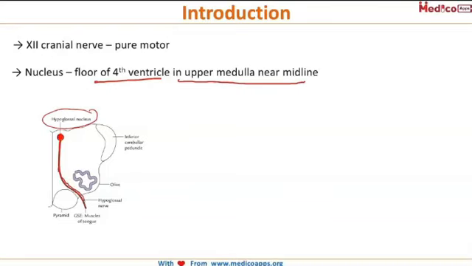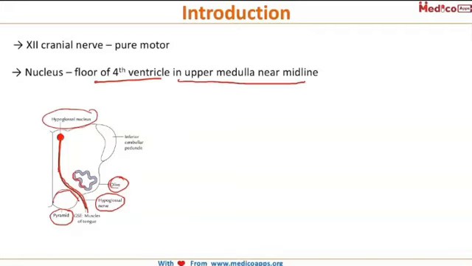anteriorly, and it exits from this area, that is between the pyramid anteriorly and the olive posteriorly. Here we have the olive that is posterior to the hypoglossal nerve, and we have the pyramid that is anterior to the hypoglossal nerve. Once it exits from the medulla, it passes through the hypoglossal canal in the posterior cranial fossa. After it exits the hypoglossal canal, it goes and supplies the muscles of the tongue.